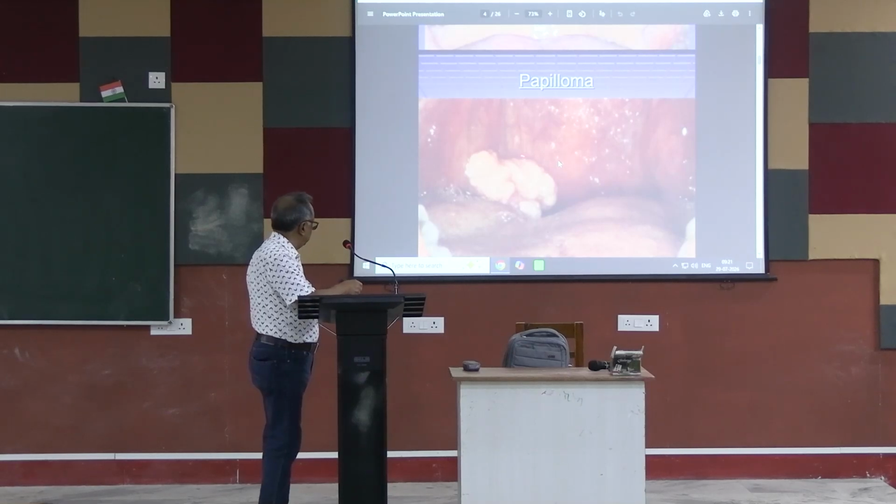You see, this is the base of the tongue. It is the tonsillolingual sulcus. This is the papilloma.